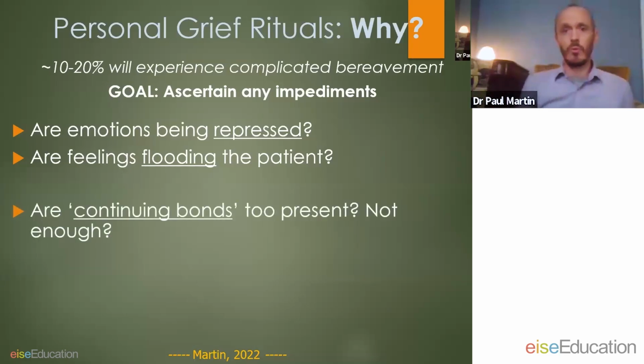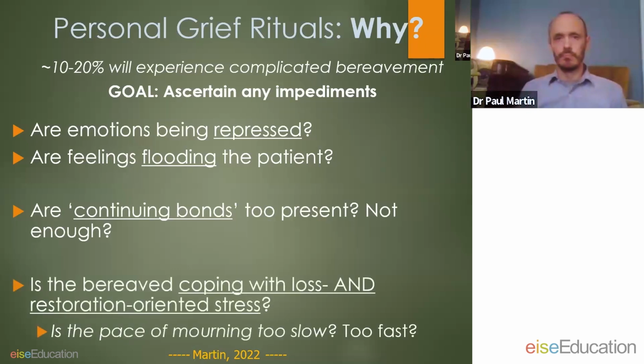Per continuing bonds theory, we want to ask ourselves, are continuing bonds too present to the point where those bonds are precluding them from having any new relationships or being appropriately engaged in relationships in the here and now? But we want to entertain the opposite as well. We want to ask ourselves, are there perhaps not enough continuing bonds? And then, per the dual process model of coping with bereavement, we can ask ourselves, is the bereaved individual coping with loss and restoration-oriented stress? Or maybe what's going on here is that they are coping with one type of stress, but neglecting a completely different type of stress. And what I find often accompanies that is the question of, is the pace of mourning too slow or is it too fast?